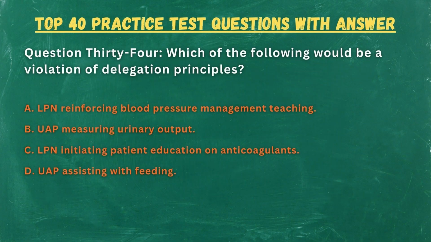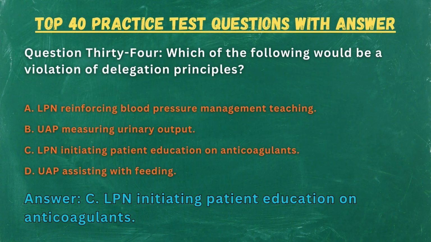Question 34. Which of the following would be a violation of delegation principles? A. LPN reinforcing blood pressure management teaching. B. UAP measuring urinary output. C. LPN initiating patient education on anticoagulants. D. UAP assisting with feeding. Answer: C. LPN initiating patient education on anticoagulants.